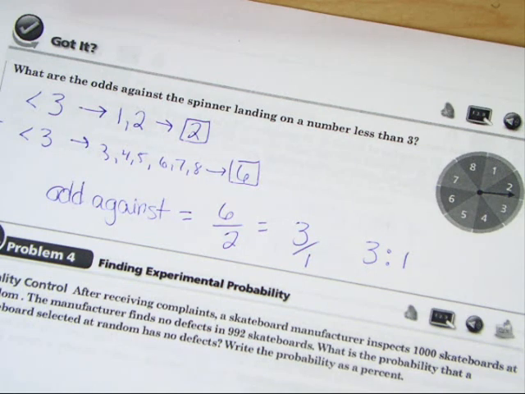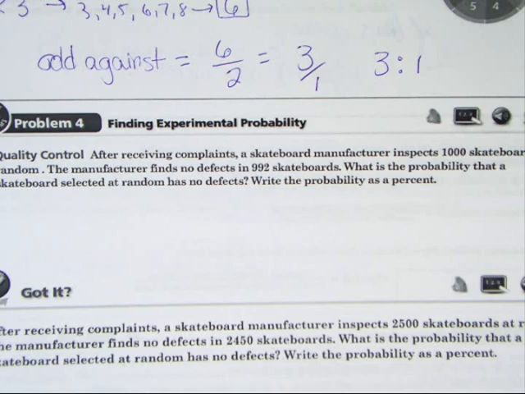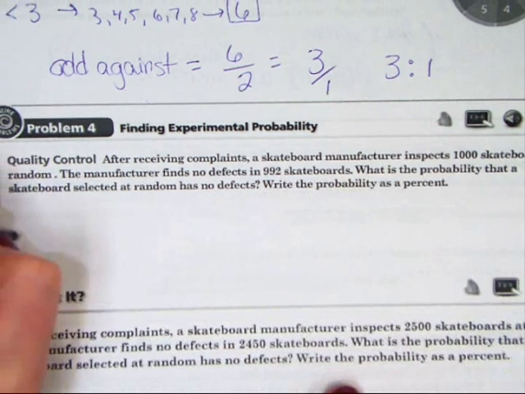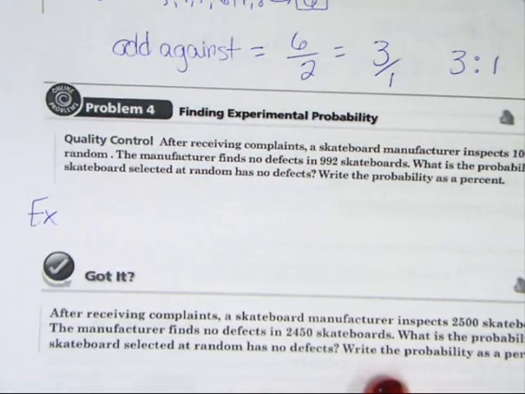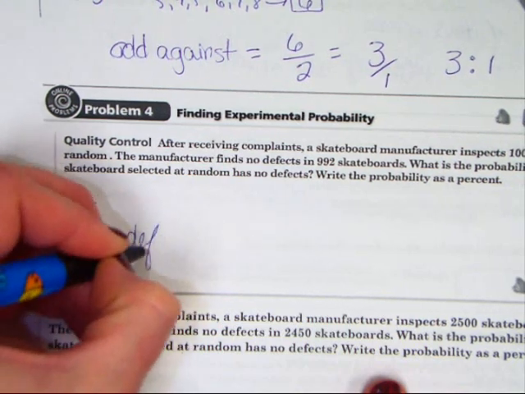Moving on. Experimental probability. Now remember, experimental probability simply means that you had an experiment. Quality control. After receiving complaints, a skateboard manufacturer inspects 1,000 skateboards at random. The manufacturer finds no defects in 992 of them. What's the probability that a skateboard selected at random has no defects? Write the probability as a percent. So we're going to do the experimental probability of no defect, because he's doing an experiment.